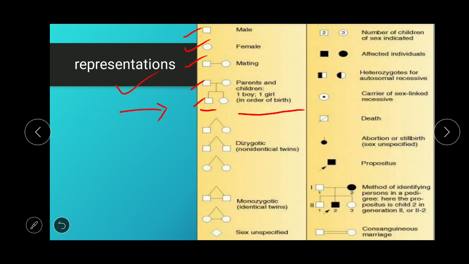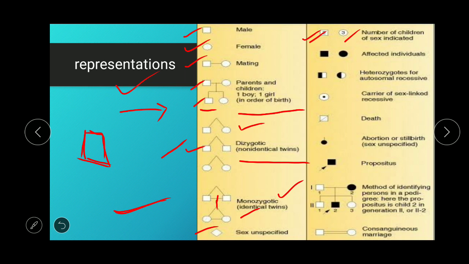Then you can see another representation for children. You can see dizygotic twins, that are non-identical twins, and monozygotic twins. In monozygotic twins there is a horizontal line joining them, but in dizygotic twins there is no line. Then you can see sex unspecified, shown as a tilted square, like a rhombus. Then the number of children with sex indicated, for example 2 boys and 3 girls.